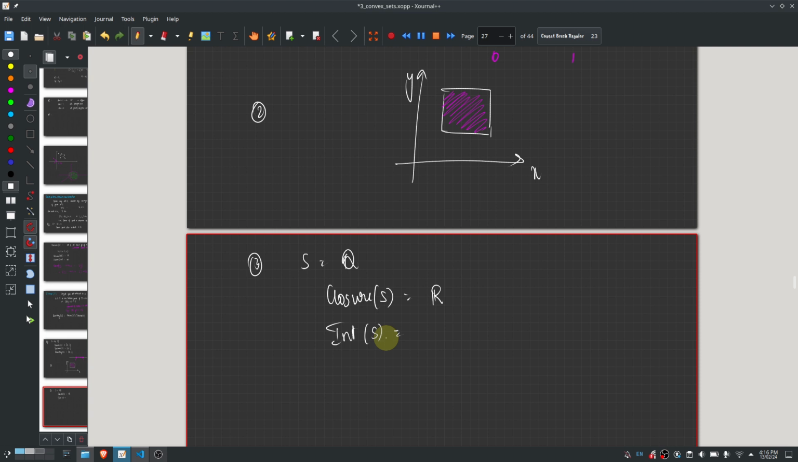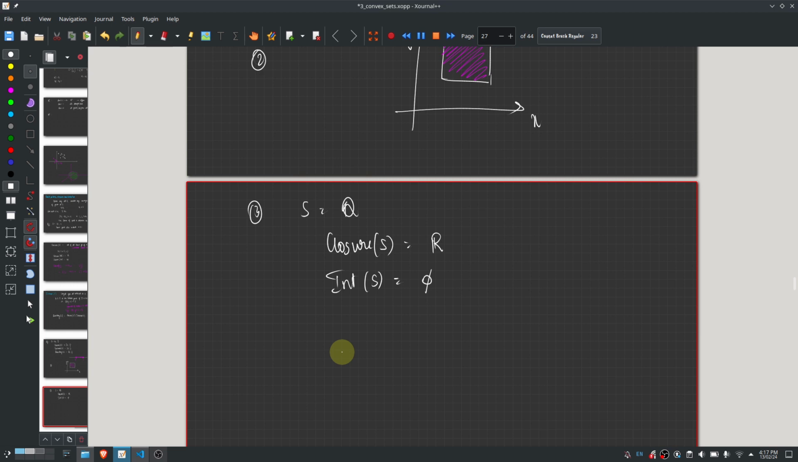Correct. So take any point in Q and draw a ball, no matter how small, around it. This will always contain an irrational number, right? Which means that you can't find a ball that is contained within the set of rational numbers. So the interior is in fact empty. This is a weird case where every element is a boundary point. The set of all boundary points is R.